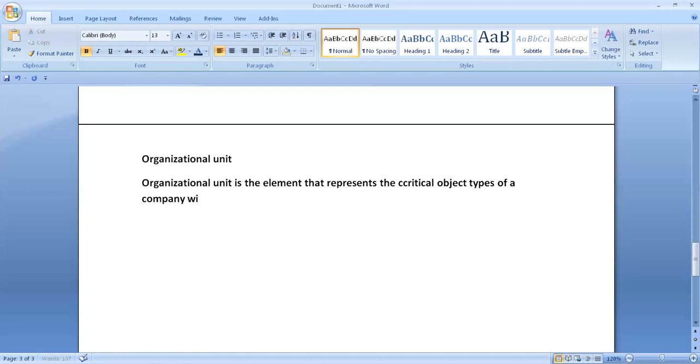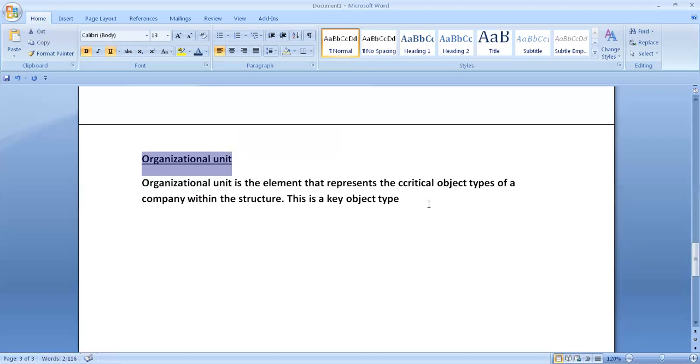Within the structure, of course, it has a validity period. Organizational unit. This is a key object type. When you are going to maintain any organizational structure, you are definitely talking about organizational unit.